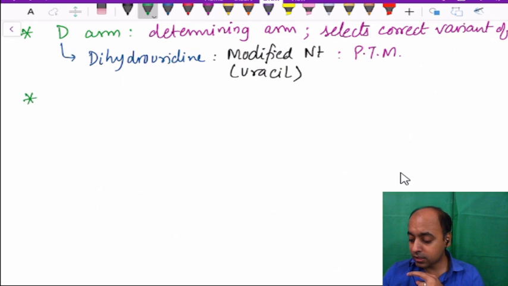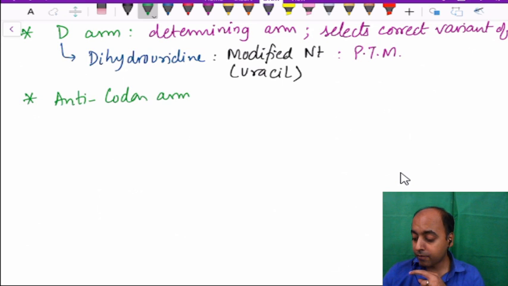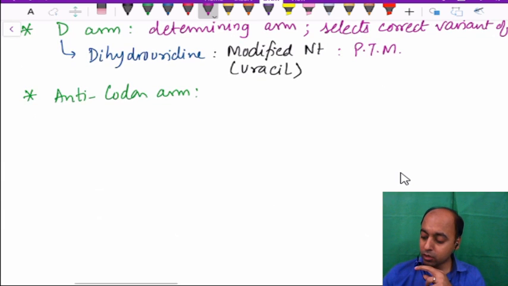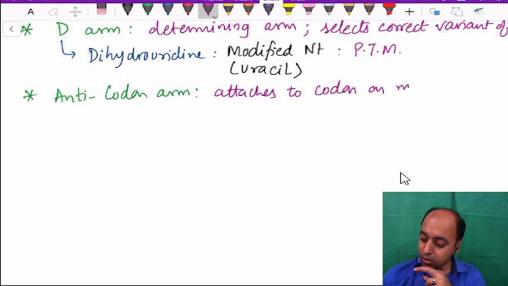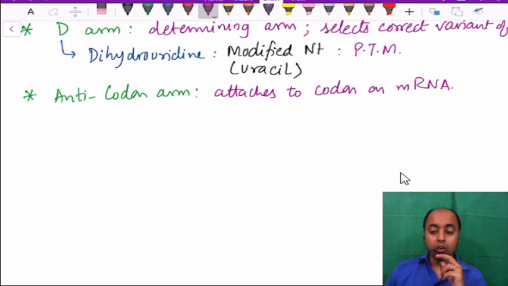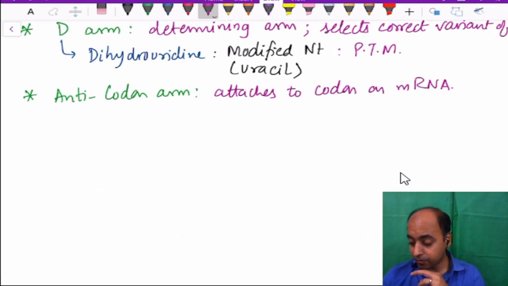And the last one that we have is the anticodon arm. The anticodon arm attaches to the codon on messenger RNA. So this is the anticodon arm. The anticodon arm attaches to the codon on the messenger RNA.